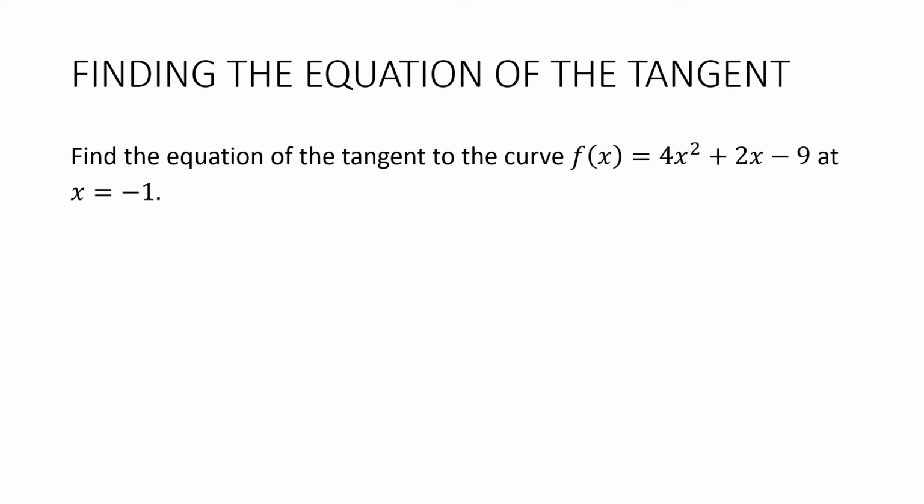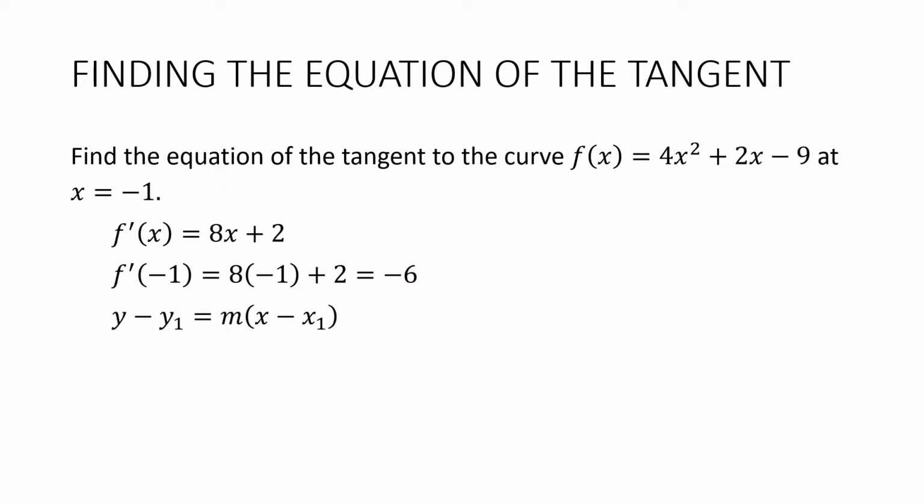So the logical next step is to find the equation of the tangent to the curve. And we're going to do this by using coordinate geometry methods. So here's the question. Find the equation of the tangent to the curve f of x equals 4x squared plus 2x minus 9 at x equals negative 1. We're going to start this question exactly the same way we did the last one by finding the derivative. So f dashed of x is going to be 8x plus 2. Substitute in negative 1 because this is the point at which we want the tangent. So substitute the negative 1 in there, and that's going to give us negative 6. So that's the gradient of the tangent at x equals negative 1.